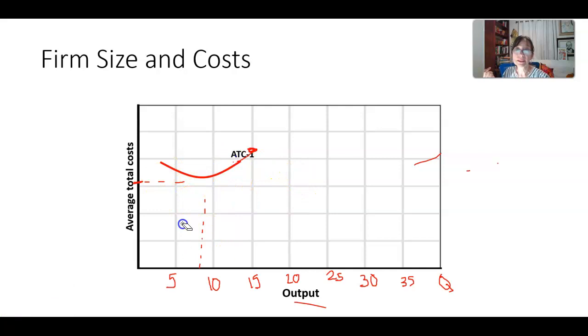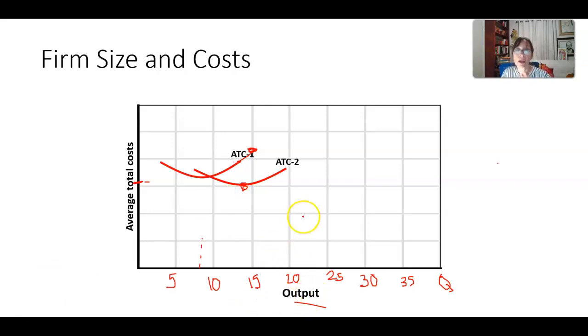So one solution is to expand into another facility. If we expand into another facility, we can now produce more units at a lower cost. But the minute we expand from one facility to another facility, we are now in a new short run, right? And we're going to be producing at the lowest average cost, which is right here.